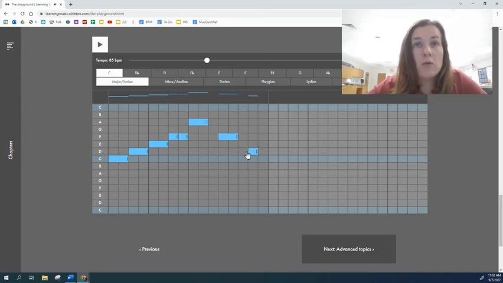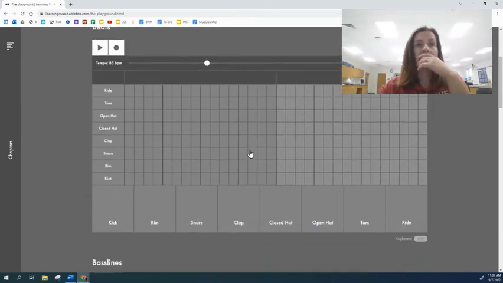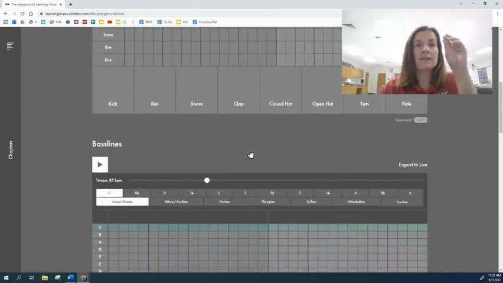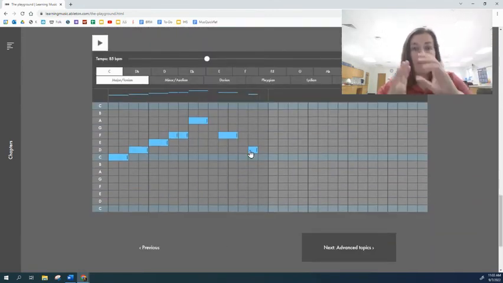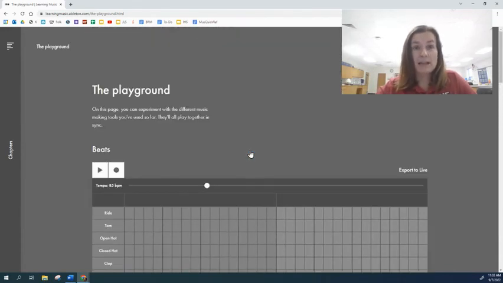Okay, and when you have completed your creation, you're going to take a screenshot of each section. So take one of the beats, take one of the bass lines, take one of chords, and take one of melodies and submit them all to the assignment. And the only thing I'm going to link here is this one page, but you need to have 4 screenshots of the same page.